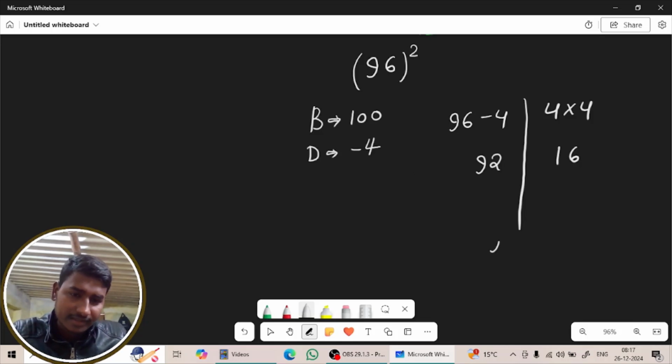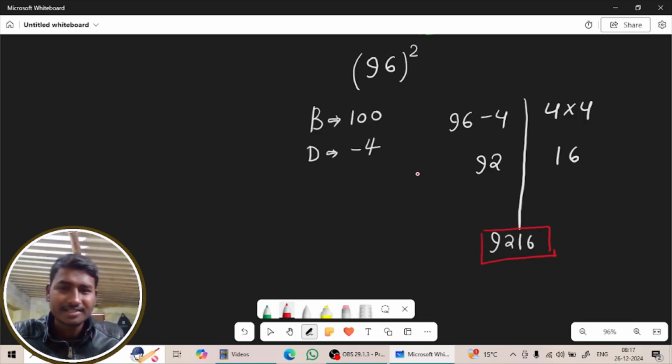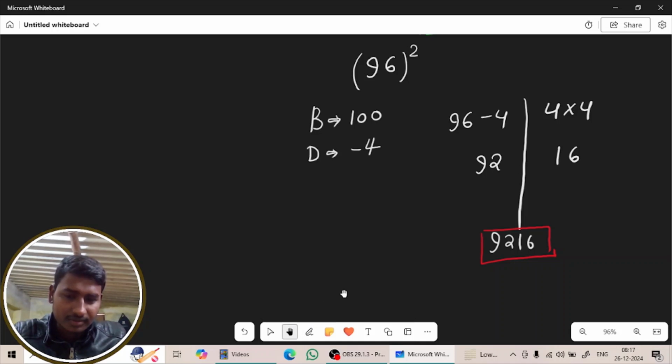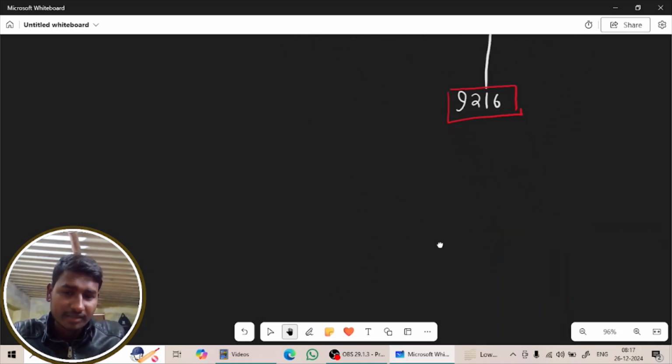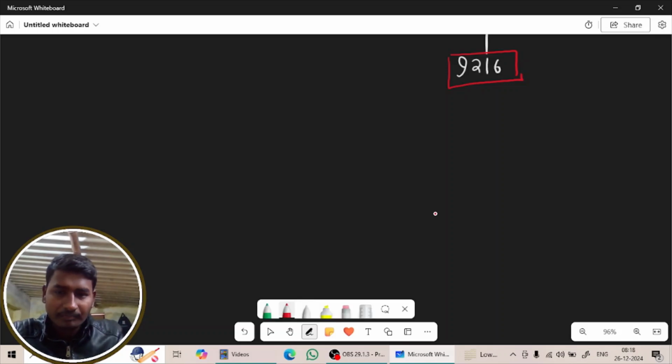Now club them together. So 92, 16. You can check with your calculator whether that is correct or not, and you'll find it correct. So this is the method of finding it without multiplying, by using the base and deviation method. Let's take another number. I'm giving you a question that is your task. So comment below this question's answer.